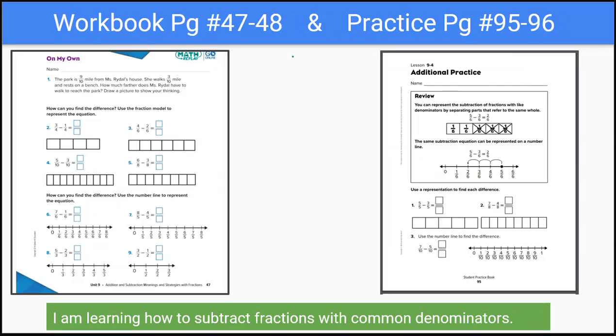Okay, today in class we're looking at workbook pages 47 and 48. We're doing practice pages 95 through 96. They look like this. You're learning how to subtract fractions with common denominators.